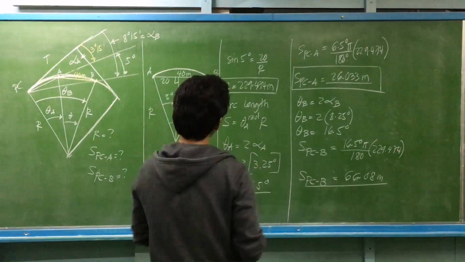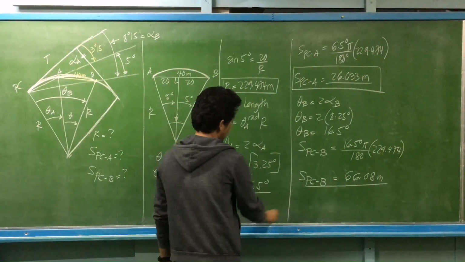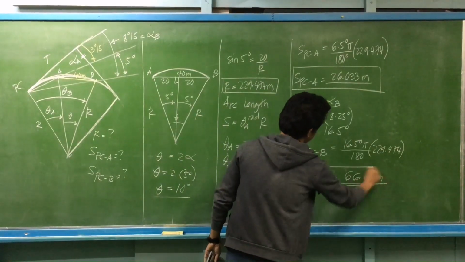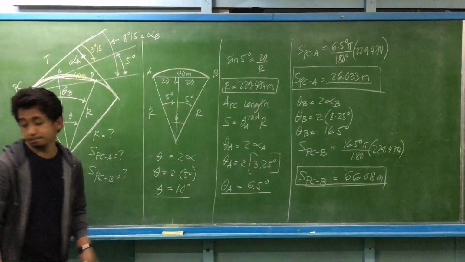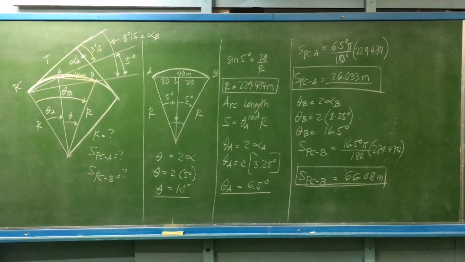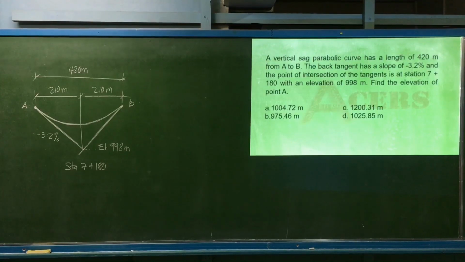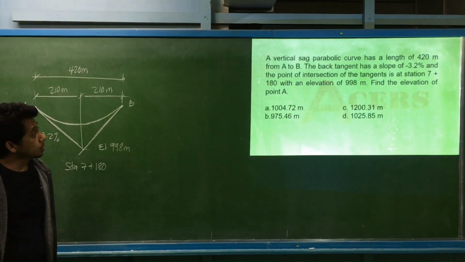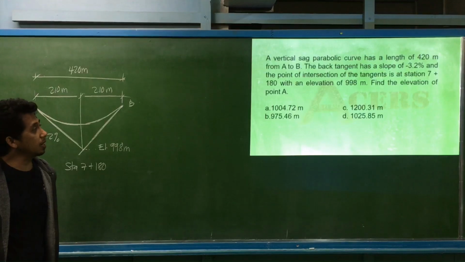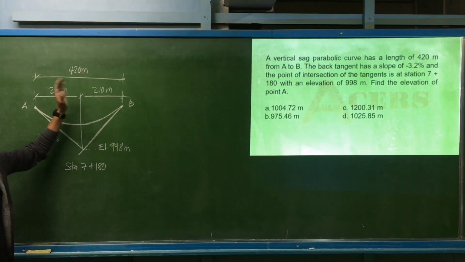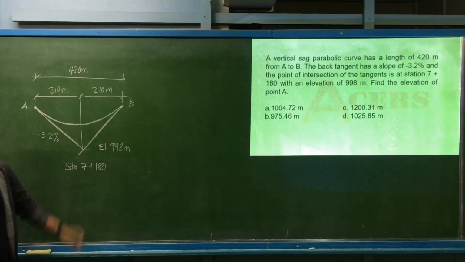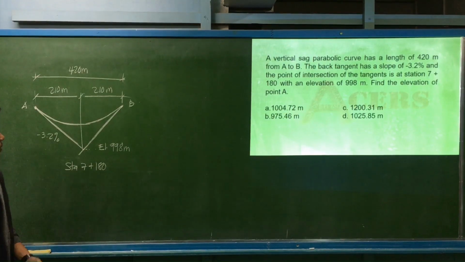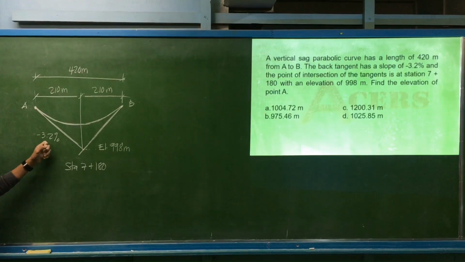So, third question. These are the answers for this situational problem. This example is a parabolic curve. A vertical sag parabolic curve has a length of 420 meters, so half of that is 210 meters. The back tangent is negative 3.2%.